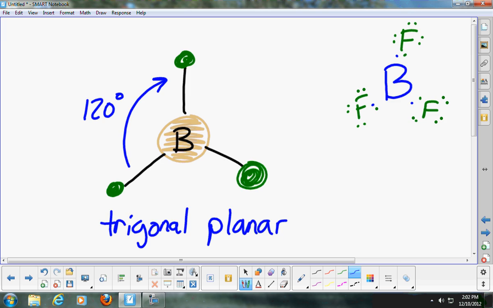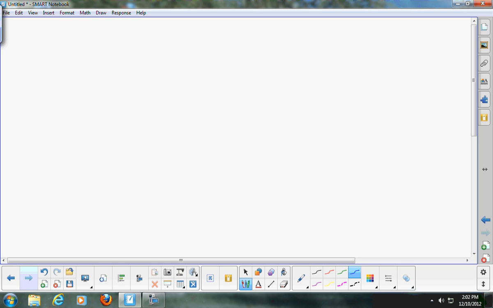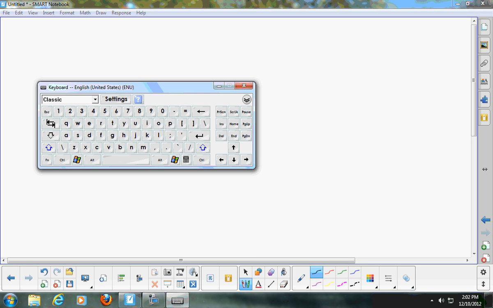Okay, let's go to the next one. The next one you should all be able to make is CH4, right? C is black and H is white, so make it. C is black and H is white. Fill all the holes.